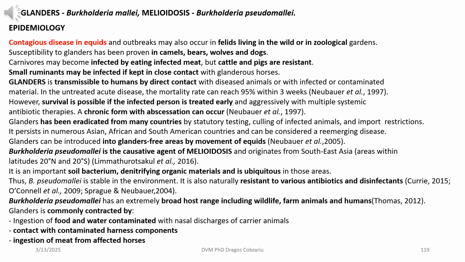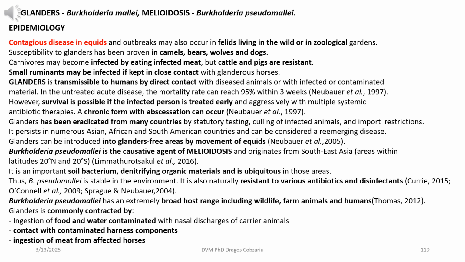Glanders is a contagious disease in equids, and outbreaks may also occur in felids living in the wild or in zoological gardens. Susceptibility to glanders has been proven in camels, bears, wolves and dogs. Carnivores may become infected by eating infected meat, but cattle and pigs are resistant. Small ruminants may be infected if kept in close contact with glanderous horses. Glanders is transmissible to humans by direct contact with diseased animals or with infected or contaminated material.